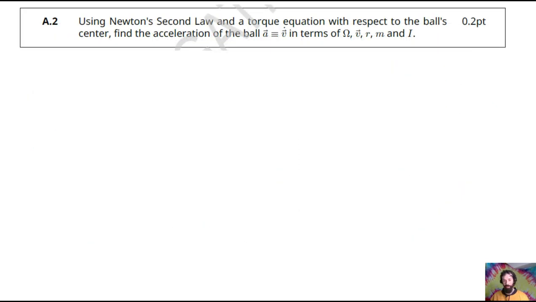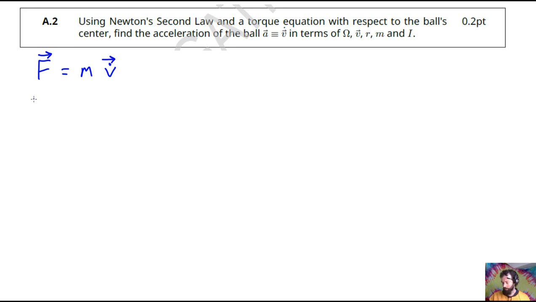For part A2, they want us to use Newton's second law and a torque equation, and then find the acceleration of the ball. So let's start by writing down that the net force acting on the ball is equal to m, and then rather than writing a, I'm going to write v dot. Newton's second law.